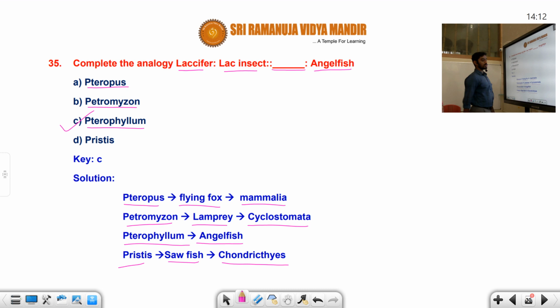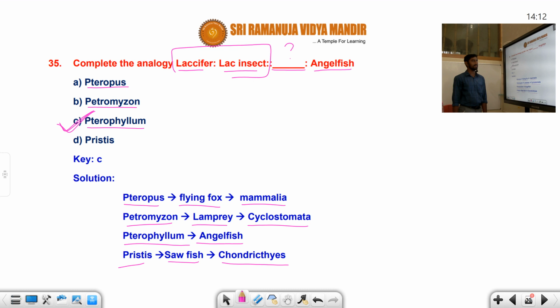Okay. So, here the complete analogy is Laccifer, this one is already given, and you need to find out the other analogy. So, answer is 35, C is the correct option. I hope that if any confusion arises, this clears it. This type of question will be coming, students, so you need to solve more of this type of questions. Definitely this type of framing will come, right. So, the correct option for 35 is C.